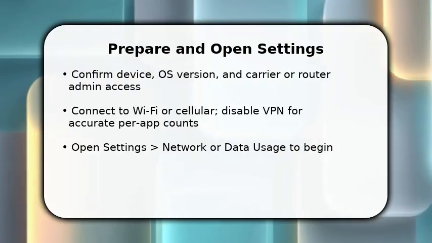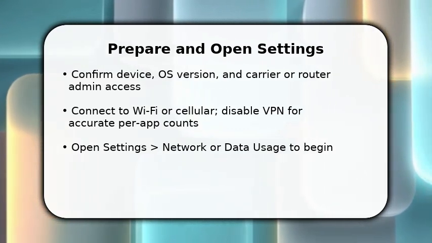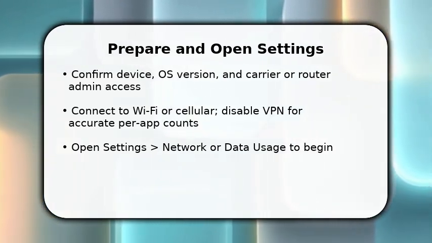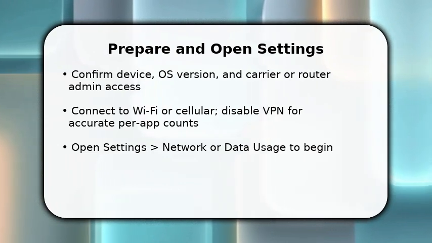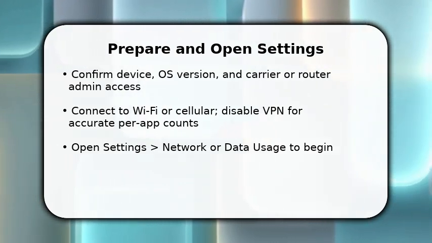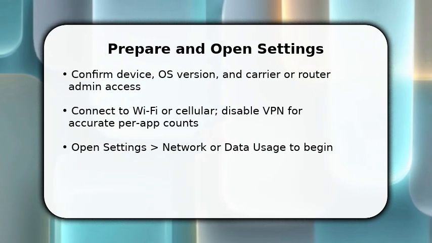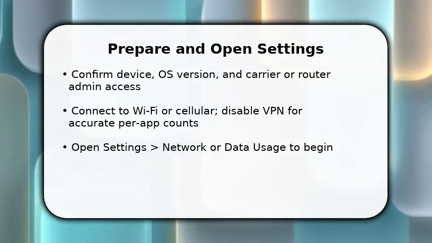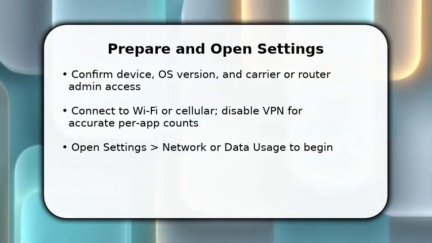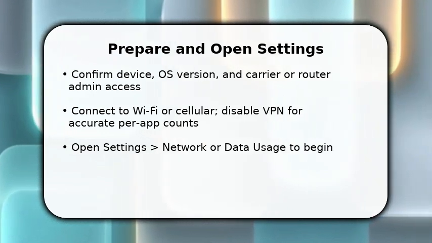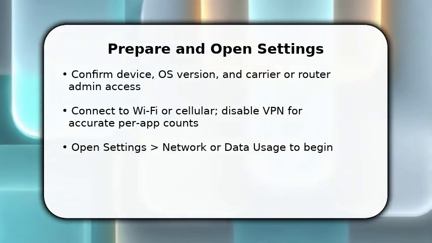Now start by confirming essentials: device model, OS, and whether you have router or carrier access, because those determine where daily data lives. Once ready, connect to the network you want measured and temporarily disable VPN, otherwise counts may split. Next, open settings and go straight to network or data usage.